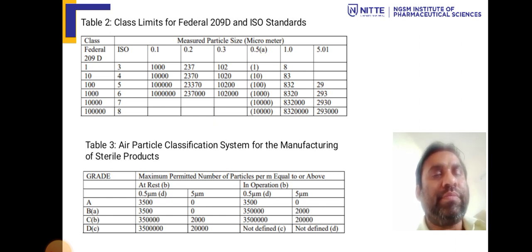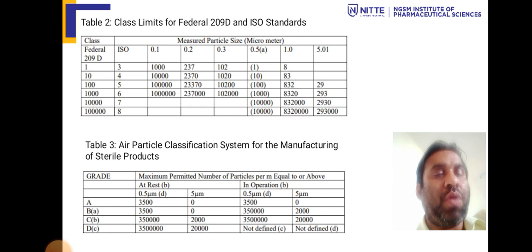In grade B room, we can see a particle count of 3500 in 0.5 microns at rest, but at 5 micrometers size it should not be present. In case of operation, in room B we can see 350,000 particles, whereas in the case of 5 microns it should always be 2000 particles. Class C and D, as you see in the chart, class C contains 350,000, class D contains 35 lakhs. In 5 microns, the first one will be 2000 particles and the next one will be 20,000. So there is an increment of 10 times from class C to class D.